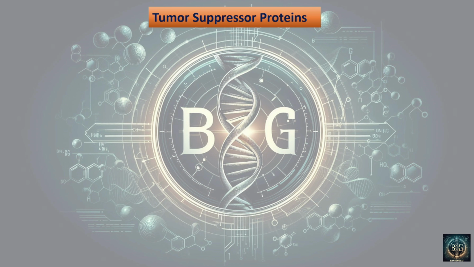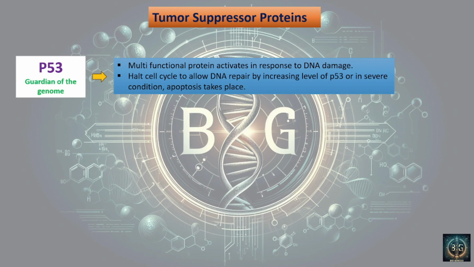Next is tumor suppressor proteins. Tumor suppressor proteins are a type of proteins that can halt the cell cycle to prevent uncontrolled cell division and thereby preventing the development of cancer. If the cell is not prepared well, that means if there is any DNA damage in the cell, then these tumor suppressor proteins are activated and start their regulation program. First one is P53, which is known as guardian of the genome.